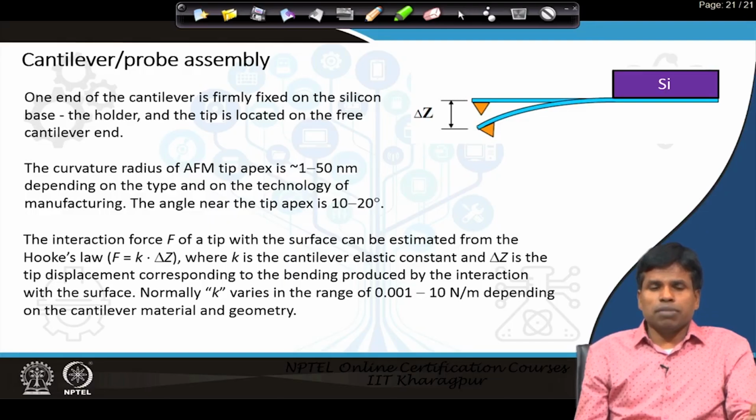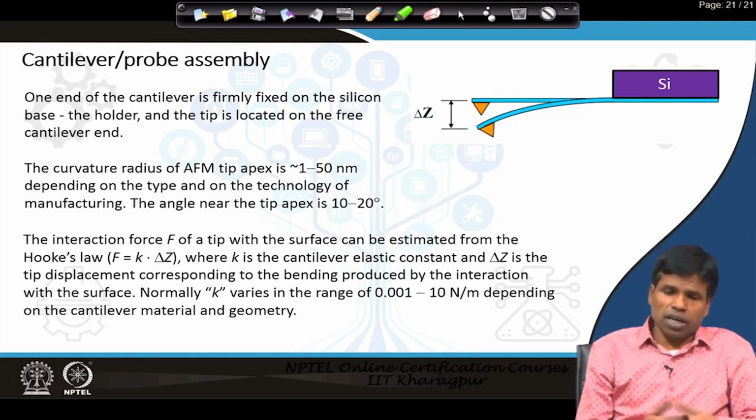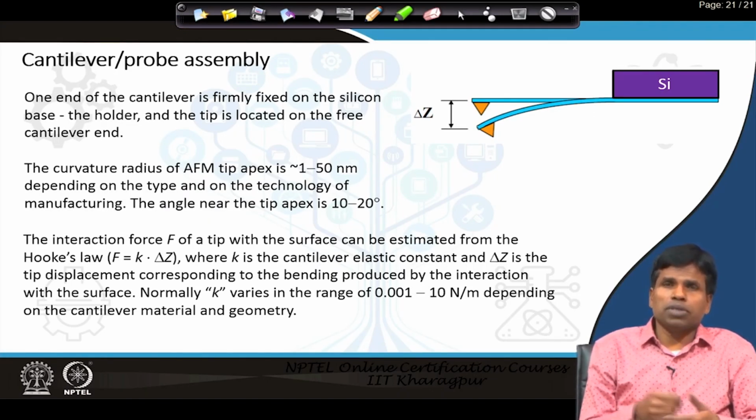In the cantilever probe assembly, the cantilever is fixed on a silicon base, the holder, and the tip is located on the free end of the cantilever. The curvature of the AFM tip is in the range of 1 to 50 nanometers. The smaller the probe or the apex size, the better for resolution, no doubt. If we take an AFM probe with a smaller or finer tip, then we can have a better lateral resolution, and the way technology has developed, we can now have tips of size less than 5 nanometers.